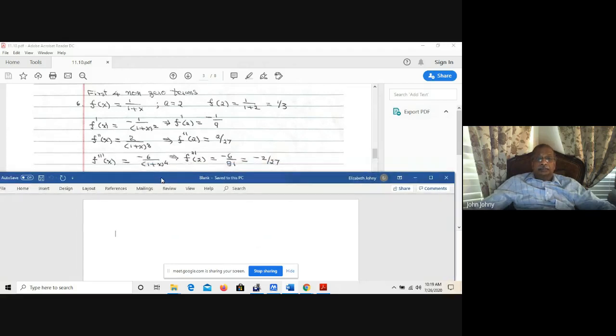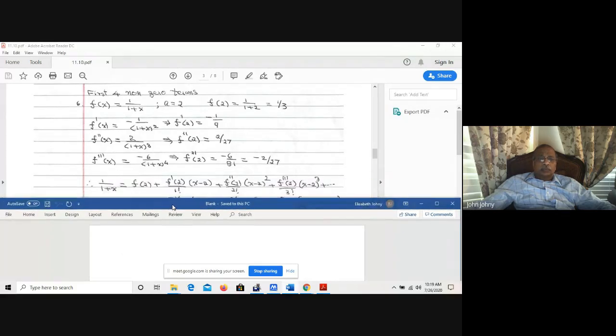For the next term, f triple prime of x is negative 2 times 3, 2 times negative 3, that's negative 6, over (1 plus x) to the 4. So f triple prime of 2 is negative 6 over 3 to the 4, which is 81. Negative 6 over 81, 3 cancels. So negative 2 over 27. So you have the first 4 terms here.